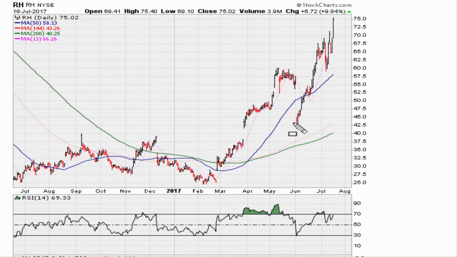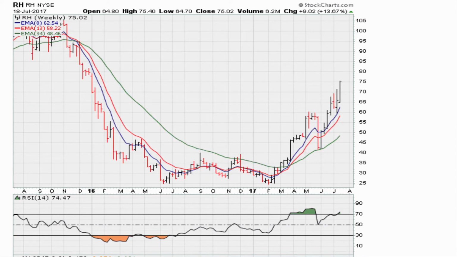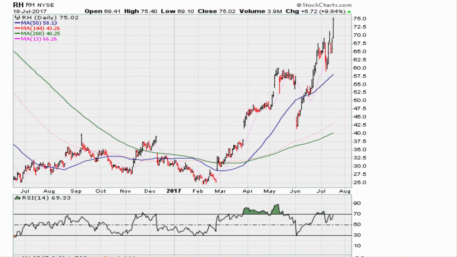Let's take a look at the daily chart and the weekly chart for RH, and we're going to be taking a look at this low here on the daily, which is the same low here on the weekly time frame. So let's go back to that daily chart, and the first thing we can observe is that this was support when trying to move below 30.9.